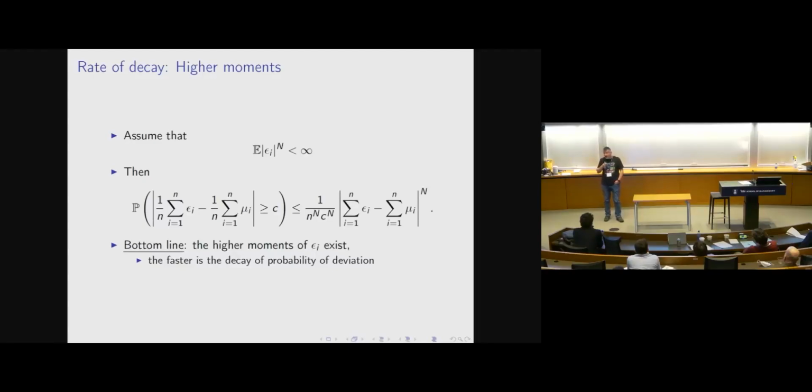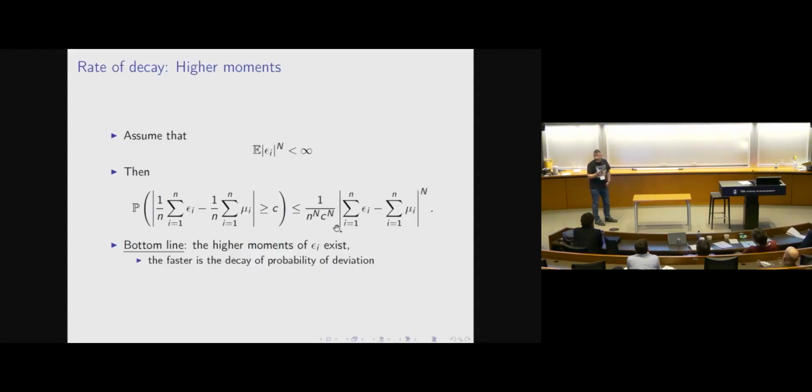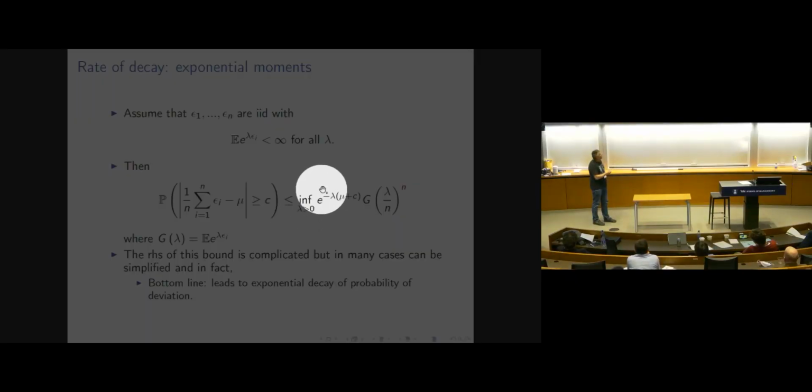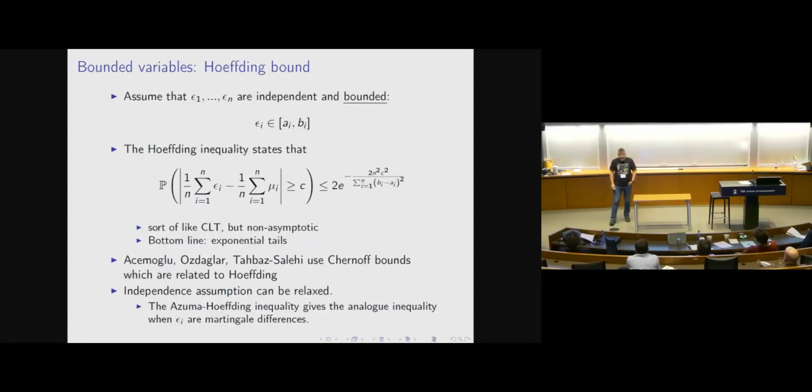Let's do something a little bit more sophisticated. Suppose that the higher moments exist, then you can bound the probability of the high deviation, the probability of the macro consequence, by c to the power n, if higher order moments exist. If exponential moments exist, then it's a little bit more complicated result, but basically, in many cases, it says that the probability is exponentially declining. So you're very close to the Gaussian.